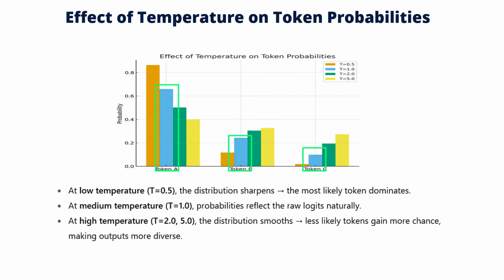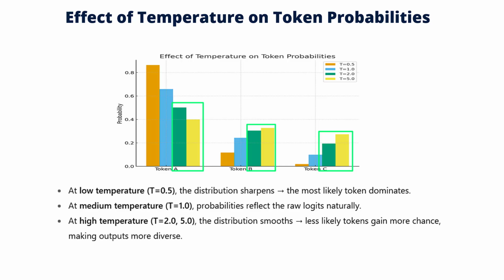At medium temperature, T equals 1, the distribution looks neutral. This is the baseline where probabilities directly reflect the raw logits. It's a balanced mode. At higher temperature, T equals 2.0 or more, the distribution flattens.